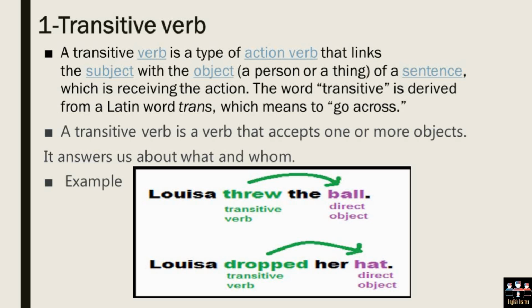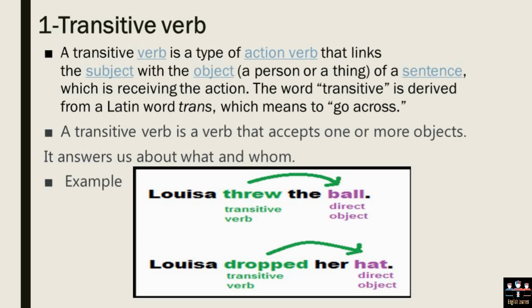As we have studied this topic earlier, and the link is provided in the description, you may access that link in order to clear the concept of direct and indirect objects. The simple tip regarding the transitive verb is that it answers us about what and whom.